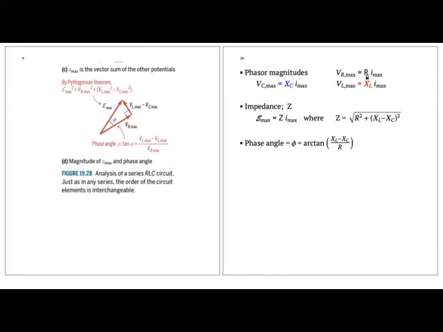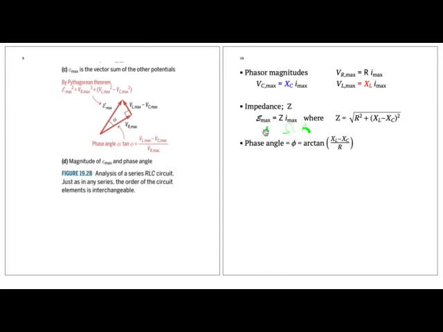For the resistance, it's just R. For the capacitor, it's 1 over omega C. For the inductor, it's omega L. And Emax is then a constant times I max. It's kind of like resistance. You know, you can say voltage is ohms times amps.